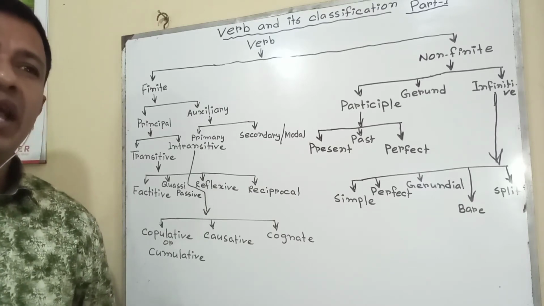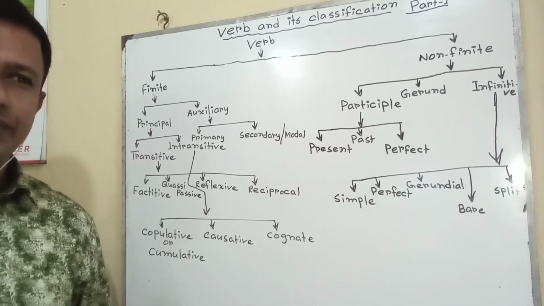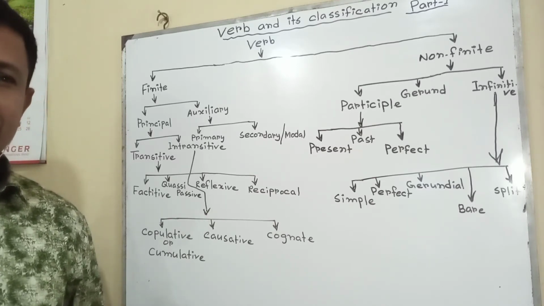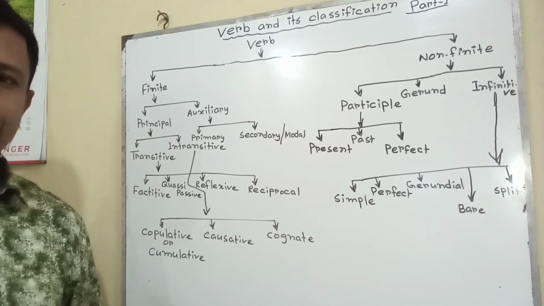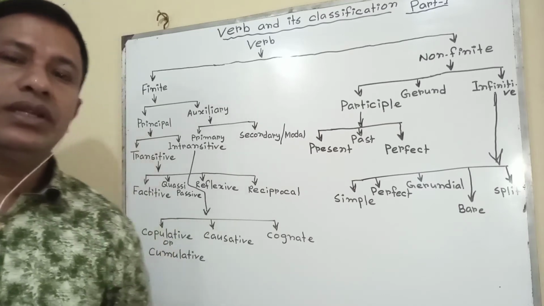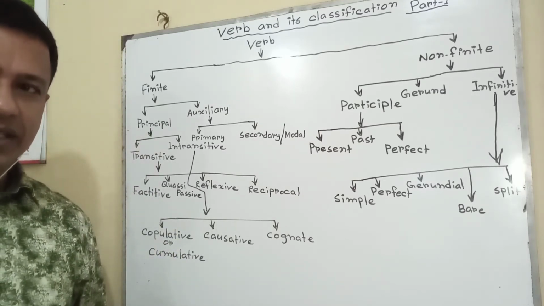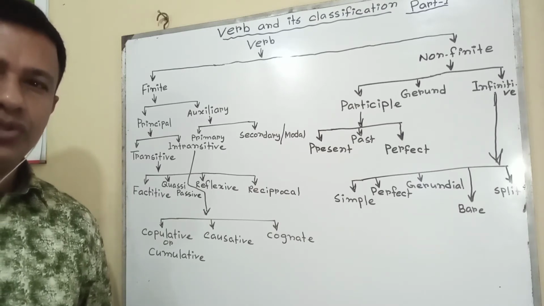In this way: I have selected him captain. They have selected me. They have elected me. They have elected me leader. In this way, the words which are used as factitive are select, elect, nominate, choose, make.